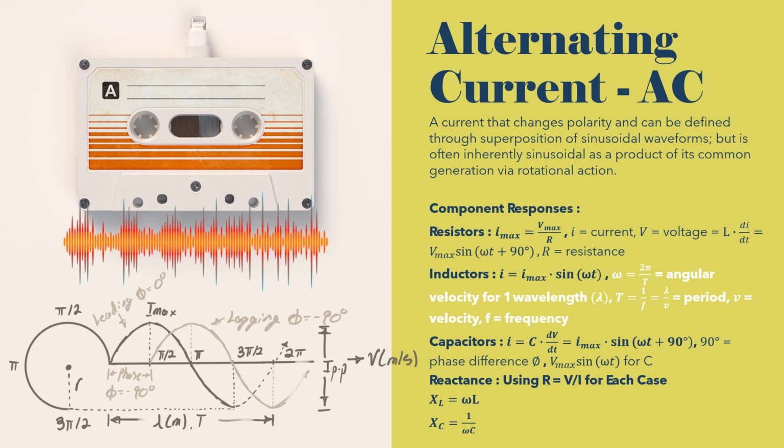We can relate this rotational action to the waveform by the angular velocity, which considers the rate of change in angle over the change in time, and this is directly related to the period of the waveform, and thus its frequency, speed, and wavelength, which can be seen by the white text and is also represented by the graph.